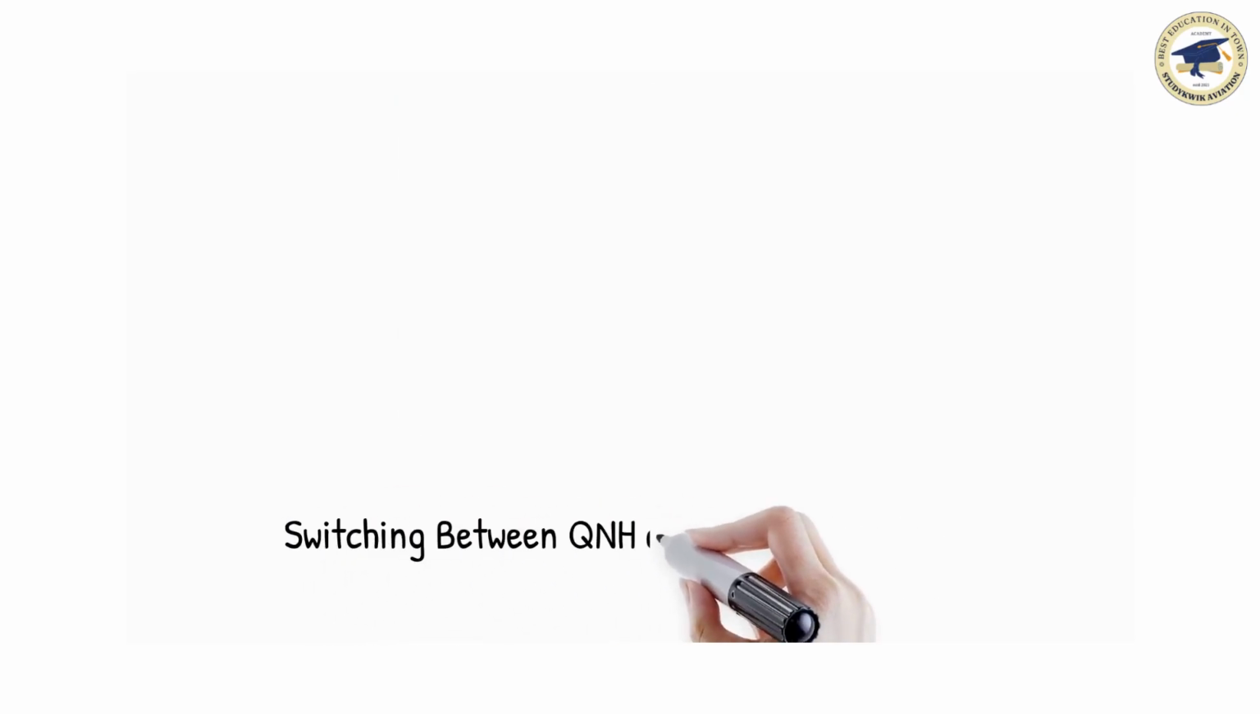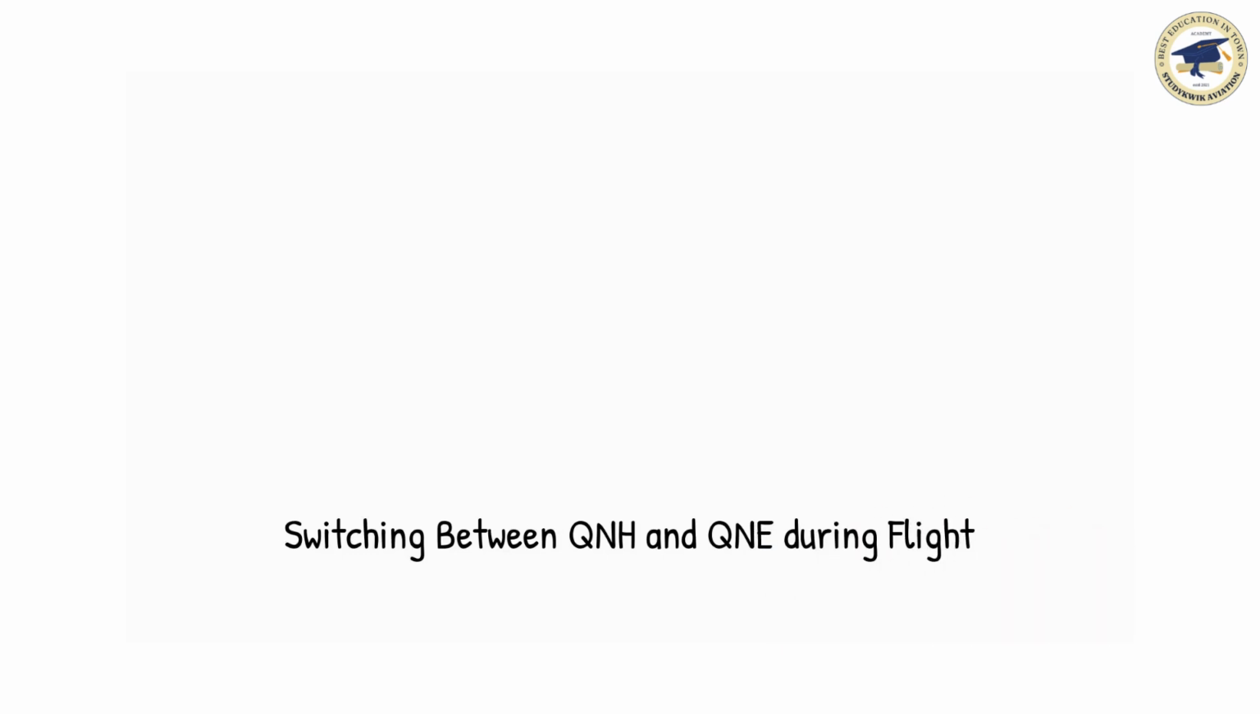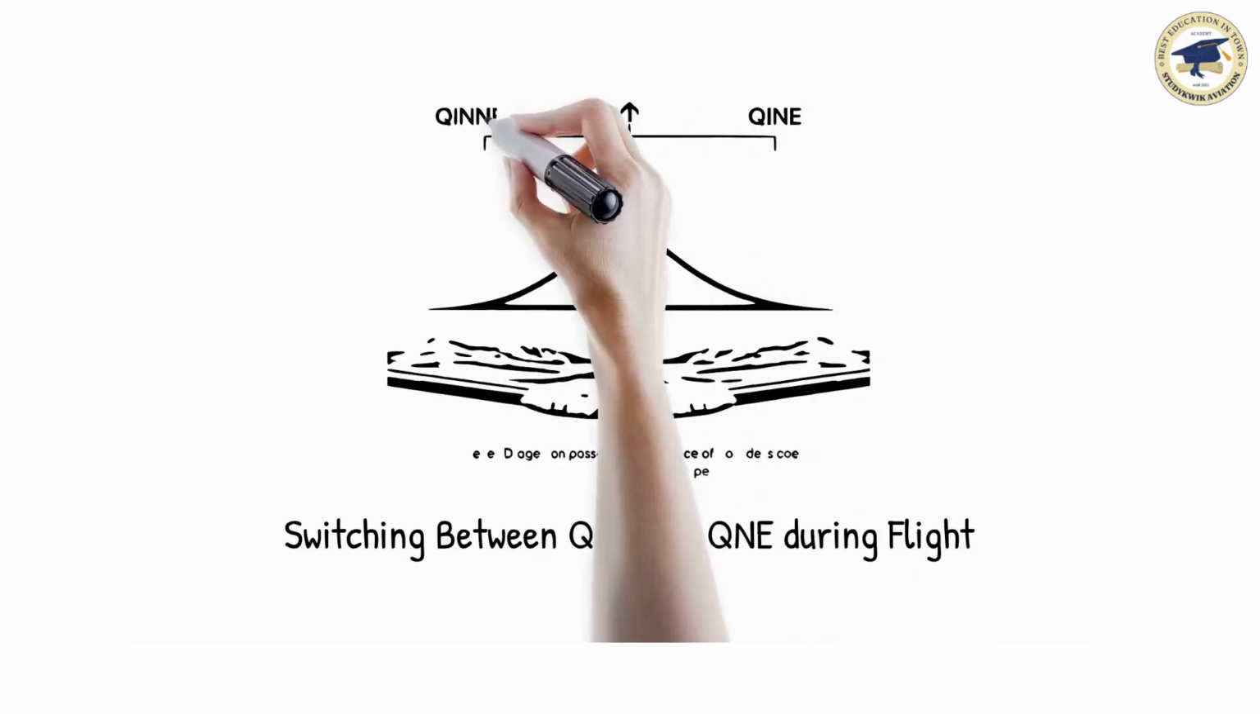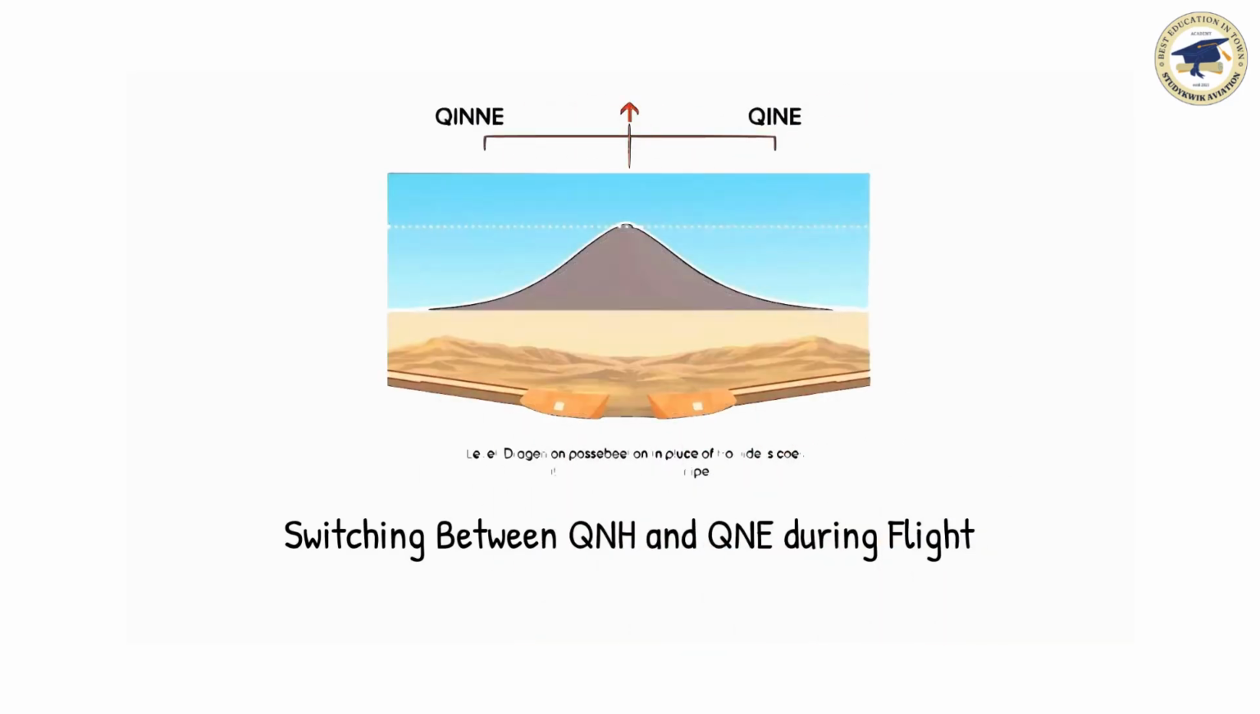Transition altitude and level. After takeoff, pilots use QNH for accurate terrain clearance. At transition altitude, they switch to QNE for standardization. On descent, they switch back at transition level for accurate approach altitude. This keeps flights safe and orderly, both near ground and at cruising heights.